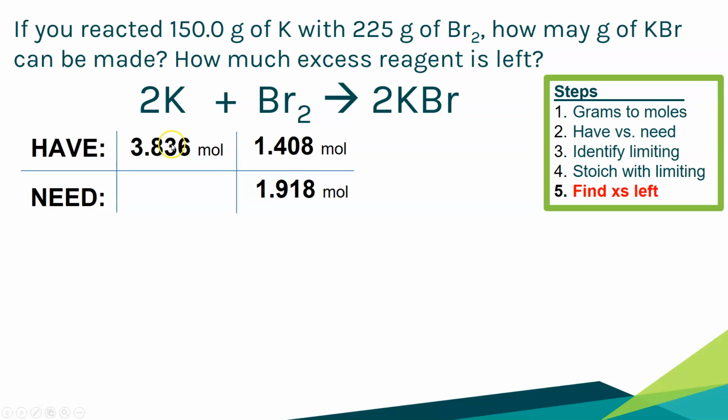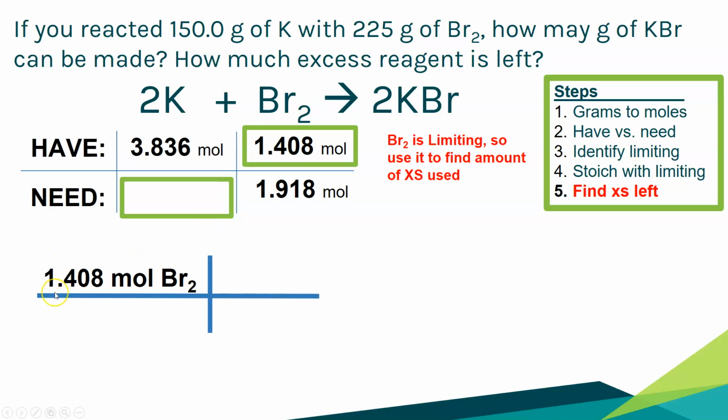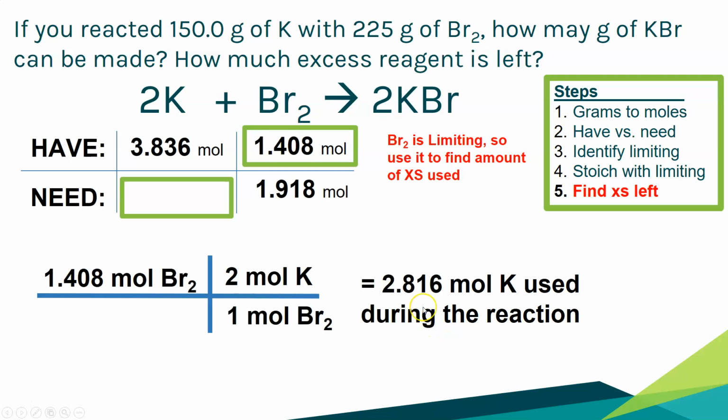What we need to do is figure out, okay, I have this much of my excess reagent. How much am I actually going to need? So I'm going to take this value and I'm going to use it to solve for the missing piece. Okay, I'm going to use this much bromine. There's a 2-to-1 ratio. So that means that I am going to have to use 2.186 moles of potassium during this reaction.